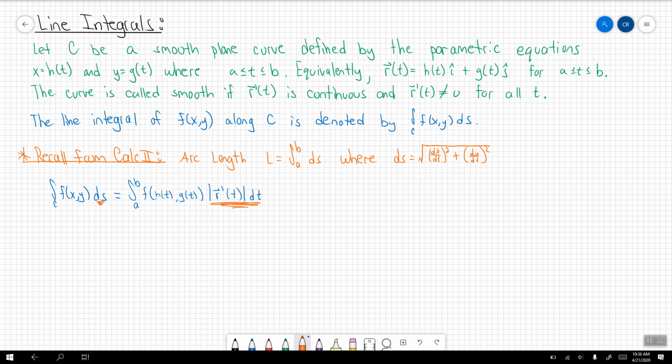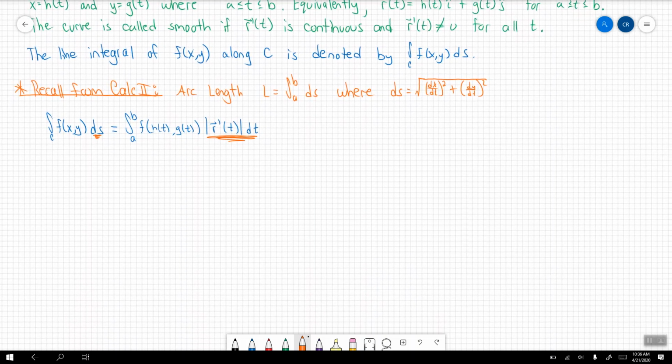All right, so this is how we're working with line integrals. This is the notation, and this is what we want to observe.